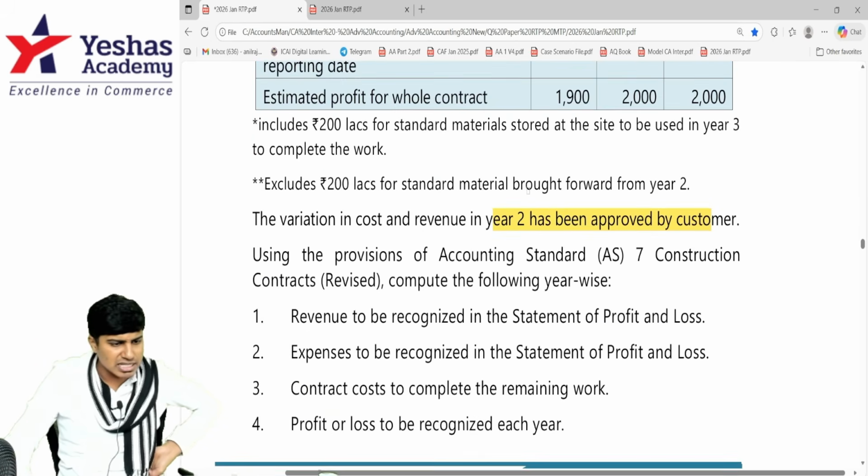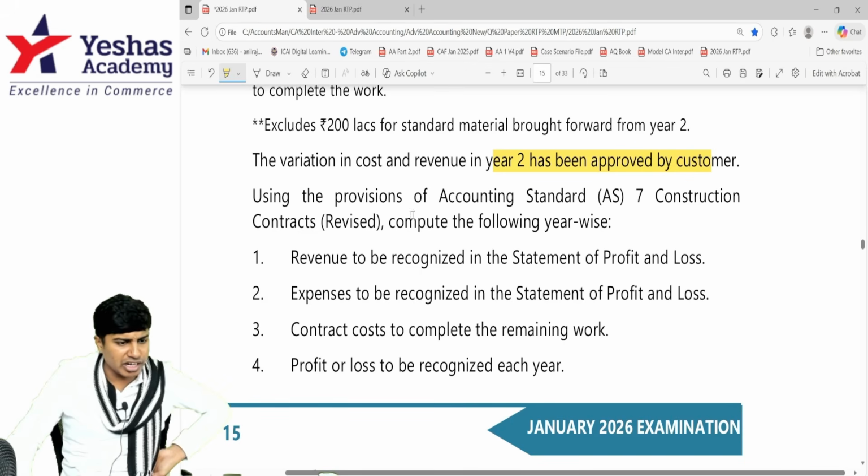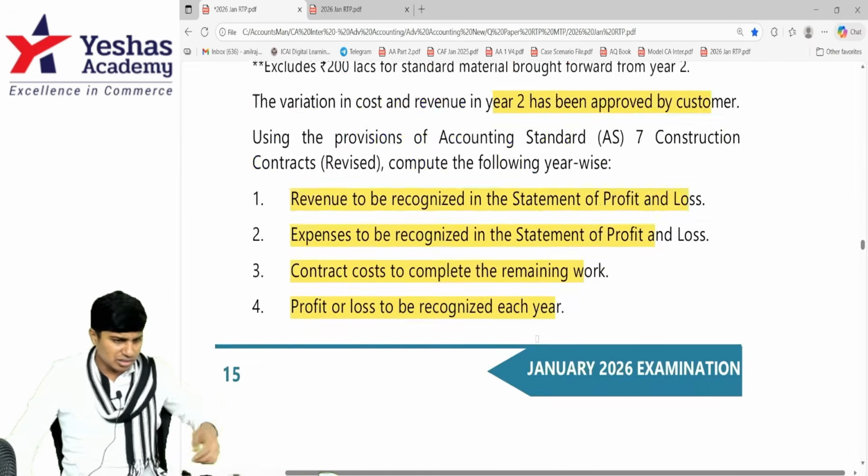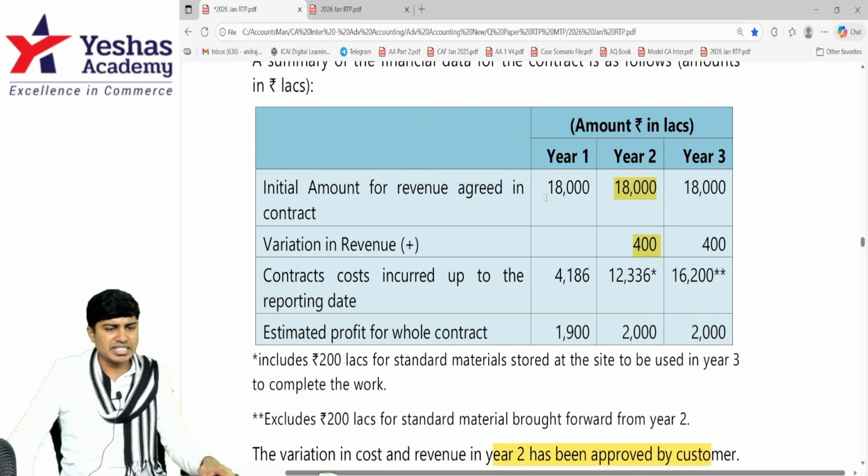What do we have after this? Then they're asking us to identify the revenue to be recognized in the statement of profit or loss, expense to be recognized in the statement of profit or loss, contract cost to complete the remaining work, and profit and loss to be recognized each year. We can start. Let's start. Initial amount, contract revenue 18,000. Cost incurred 4,186, estimated profit 1,900.